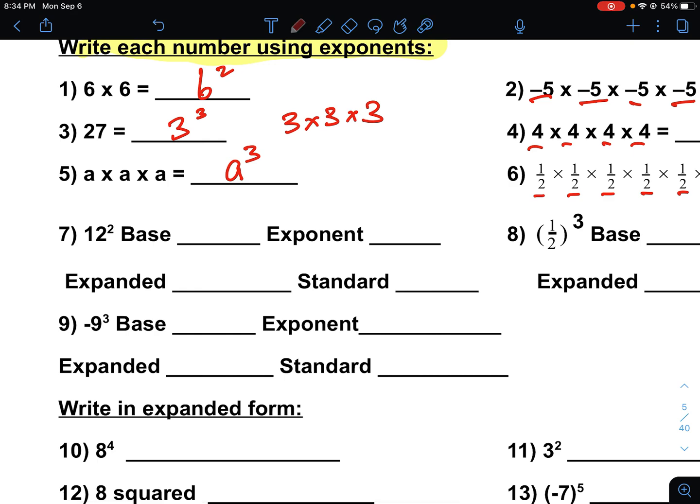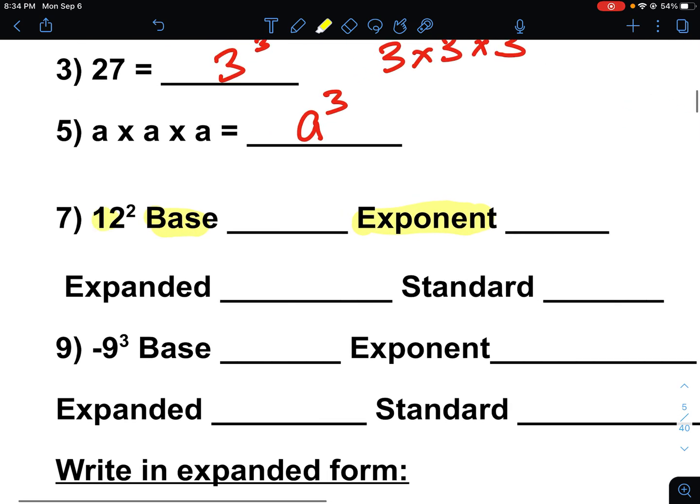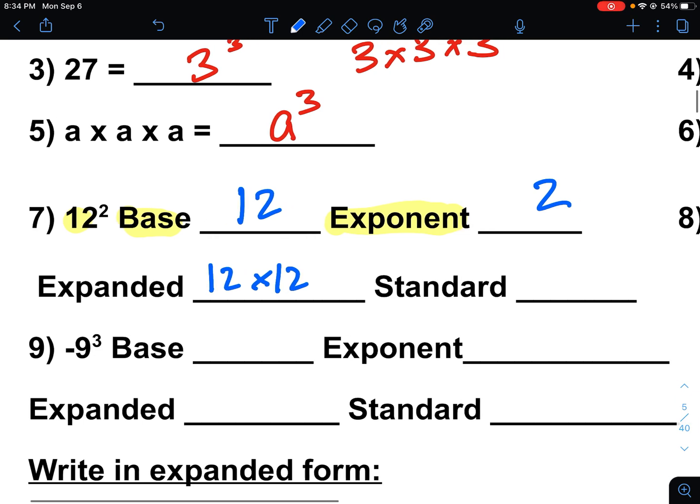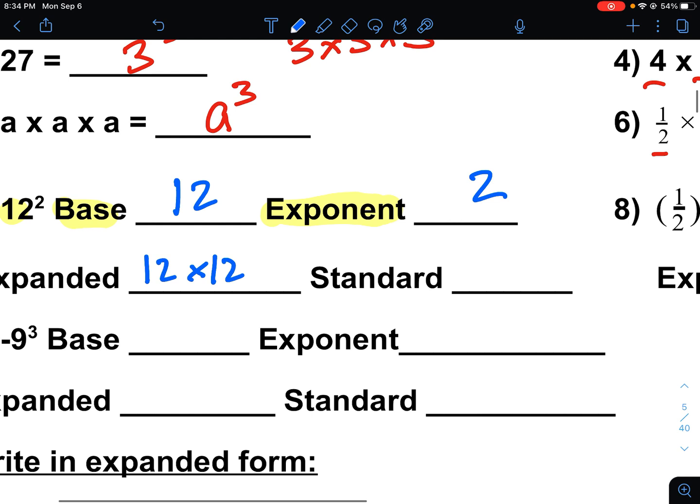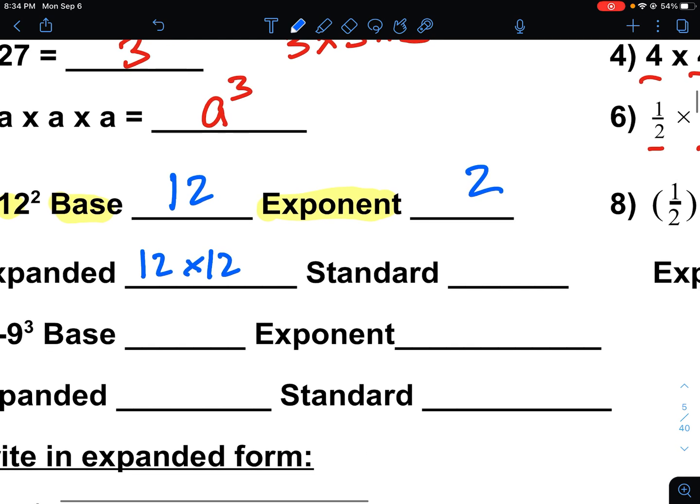Number 7, let's go to this next section. We have a couple terms, base and exponent. The base, right here, 12 is the base. The exponent is 2. Expanded form means write this out: 12 times 12. Or I should have used the dot, it's all the same. Standard form is to simplify it to its simplest form, which is multiplying 12 times 12, which is 144.